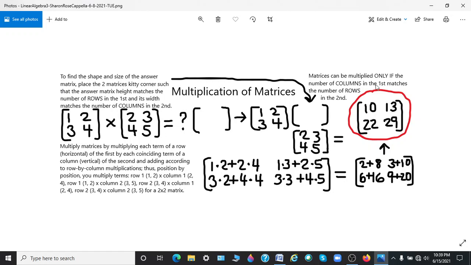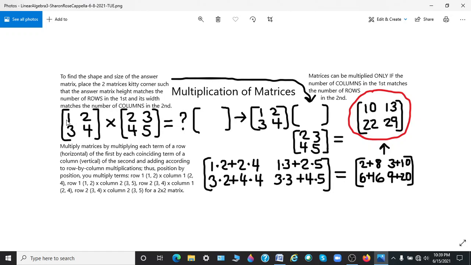So the matrices can be multiplied only if the number of columns in the first one matches the number of rows in the second. So now we're talking about the columns in the first one. It has two columns. Okay, so we're looking at these two matrices. The first one has two columns. The second one has two rows. Why do we care about that? Who cares? What is all this row column stuff? Okay, you will see in a second why this is important.